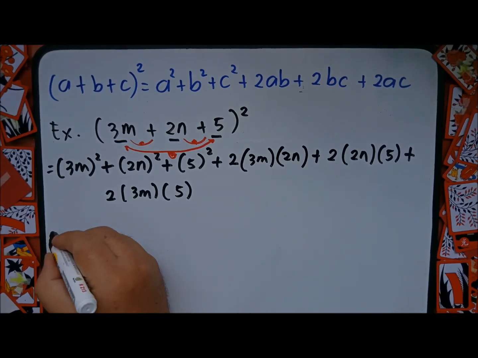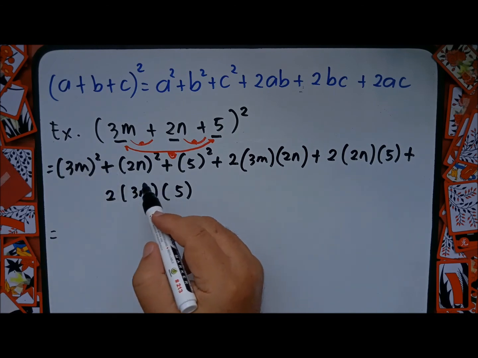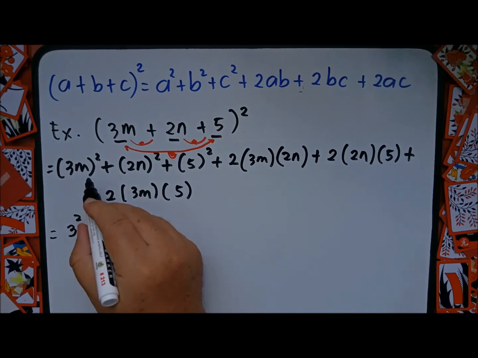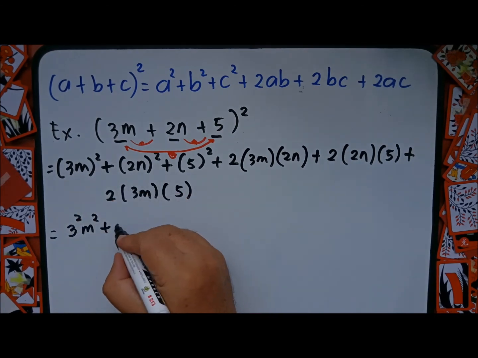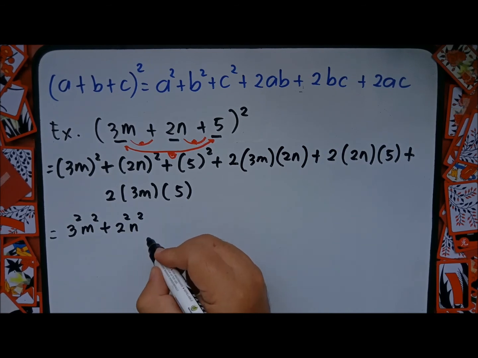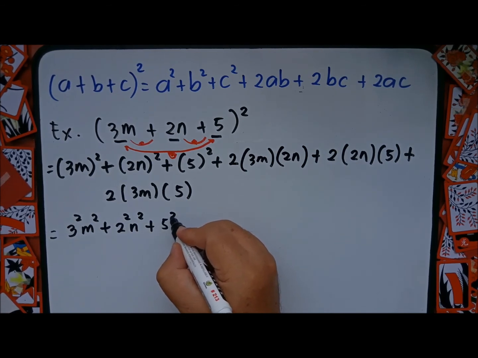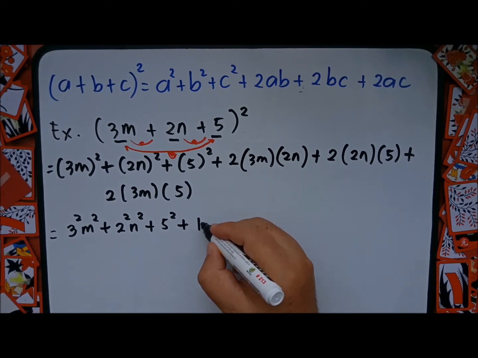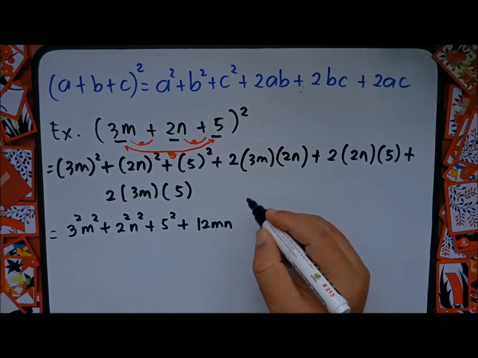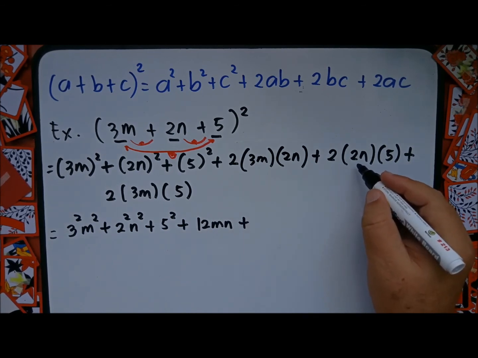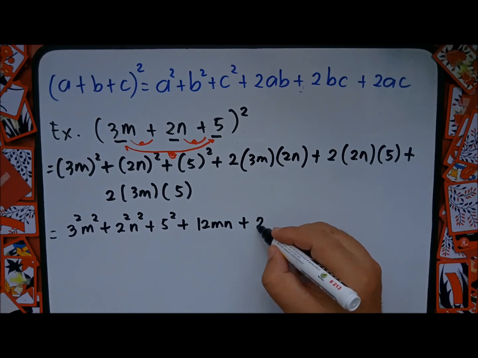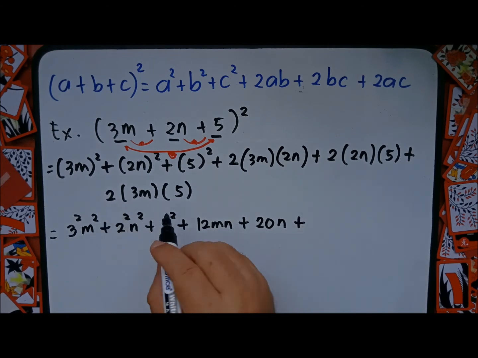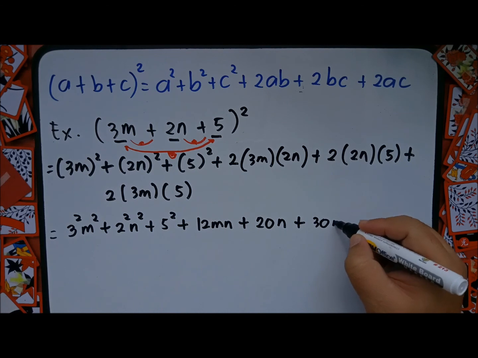This will become what? Distribute, distribute. This will become 3 squared m squared plus 2 squared n squared plus 5 squared plus 2 times 3, 6, 6 times 2, 12. M comes first, then N, plus 2 times 2, 4, 4 times 5, 20, N, plus 2 times 3, 6, 6 times 5, 30, M.